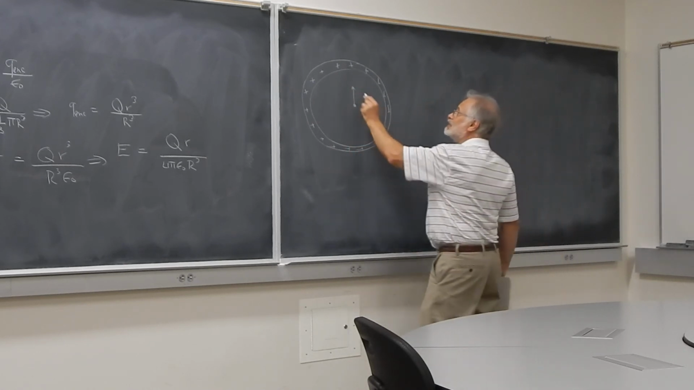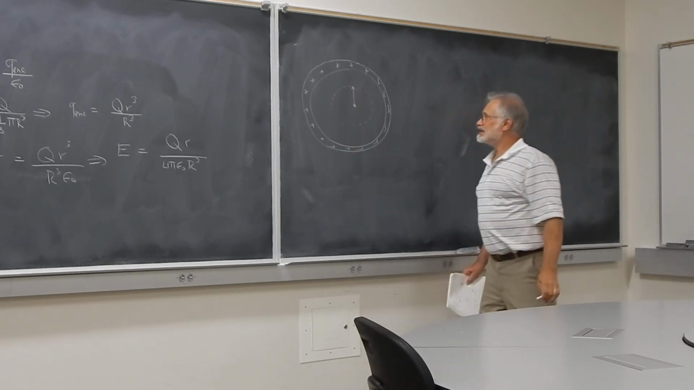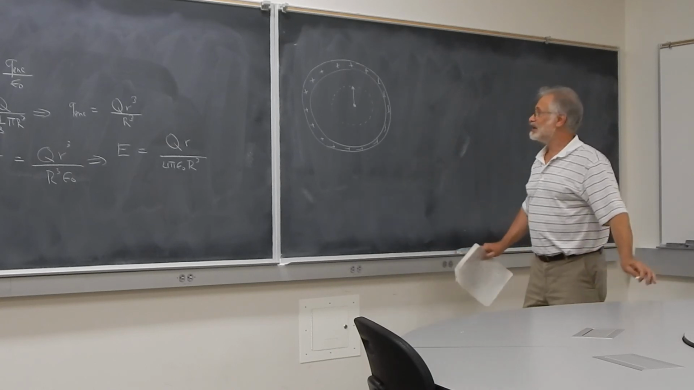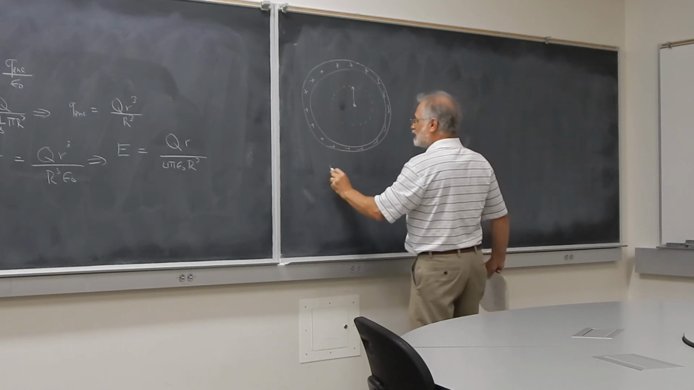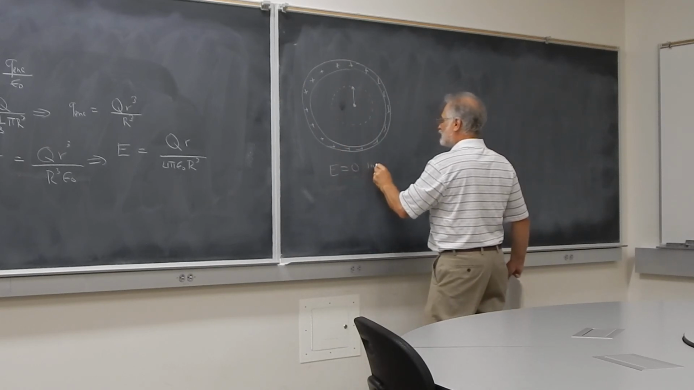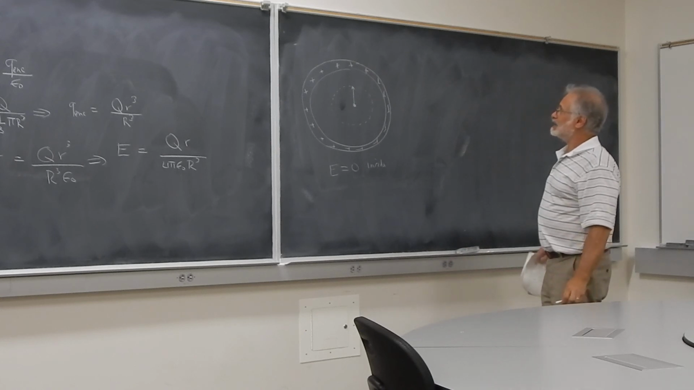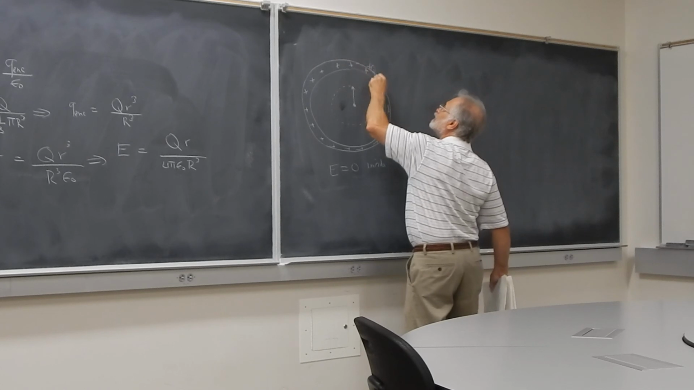What I can do is draw a Gaussian surface, and immediately you see this is not enclosing any charge whatsoever. So the electric field inside the shell is 0.